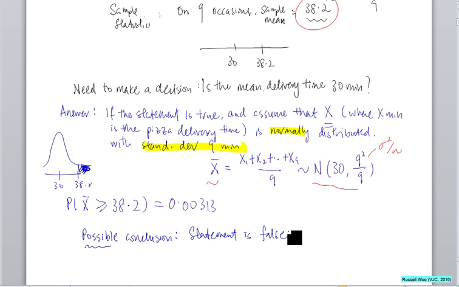I say possible because even though I can be scientific and say, okay, this is a rare event, this probability is small, but then you ask me, how small is small? Right? It's back to the same problem. I say, how far away is 38.2 from 30 so that we can make this decision? Correct? Then we go back to the same thing again.